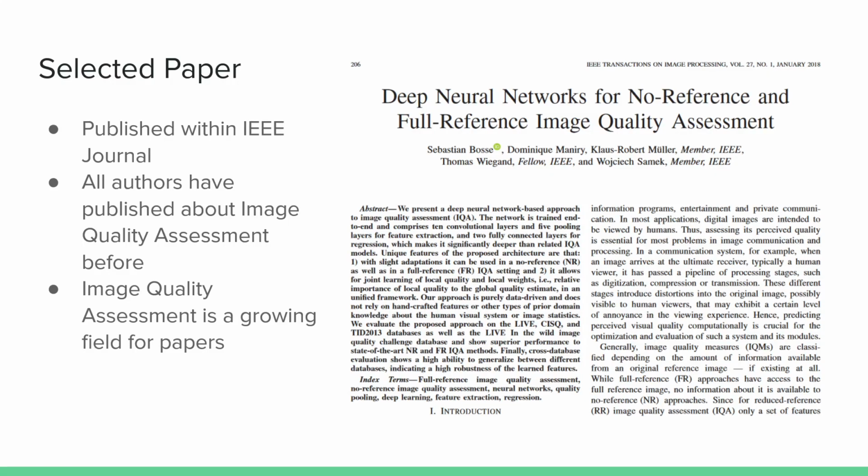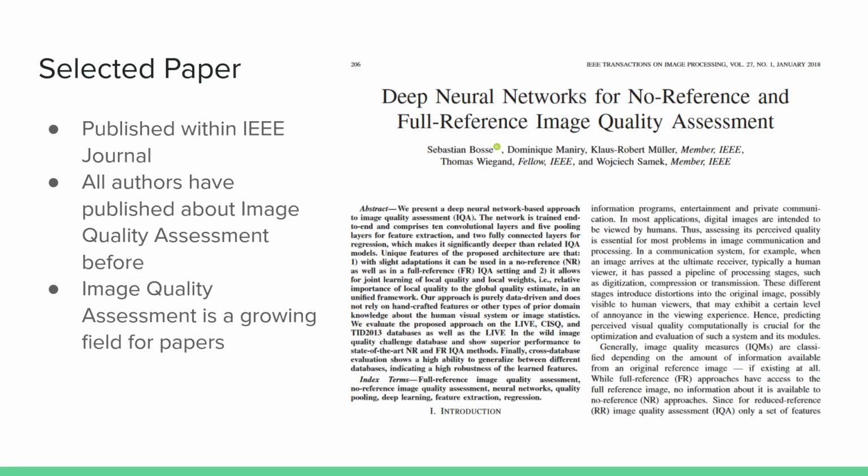The paper that I will be talking about is Deep Neural Networks for No Reference and Full Reference Image Quality Assessment. This paper was published in the IEEE Journal, Volume 27, and every author in this paper has written either about image quality assessment or machine learning, particularly deep learning models. So they all are very experienced and have a wealth of knowledge on this subject.